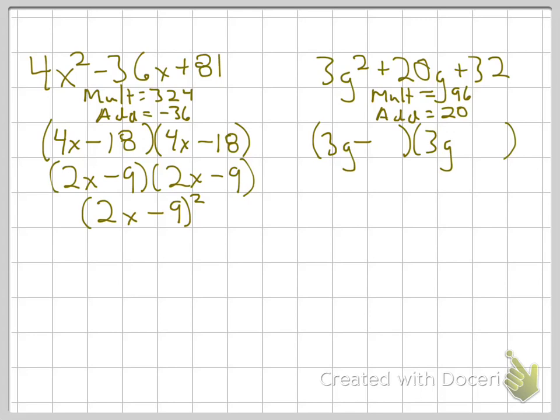Multiplies to 96, adds to 20. What we got? 8 and 12. Okay, since they're both positive, we know it's got to be two positive numbers. The one on the left becomes g plus 4. One on the right, 3g plus 8.